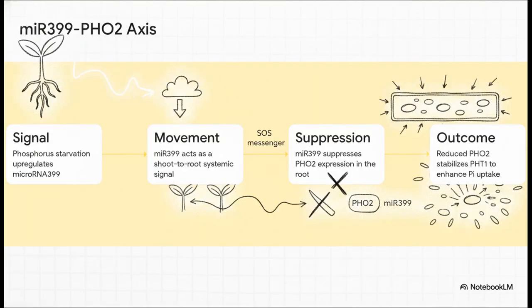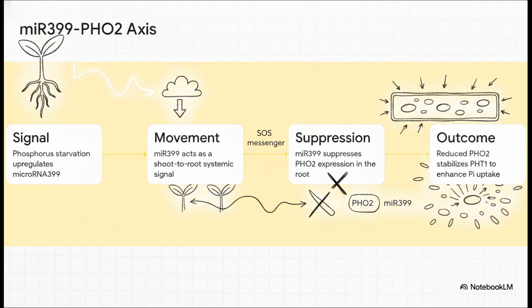Which leads us to the grand finale of plant genetics, the MIR399-PHO2 axis. Imagine the plant shoots suddenly realize they're starving for phosphorus. They upregulate a non-coding RNA called microRNA 399. This MIR399 acts as an emergency SOS messenger, traveling all the way from the shoots down into the root system. When it arrives, it targets and suppresses PHO2.